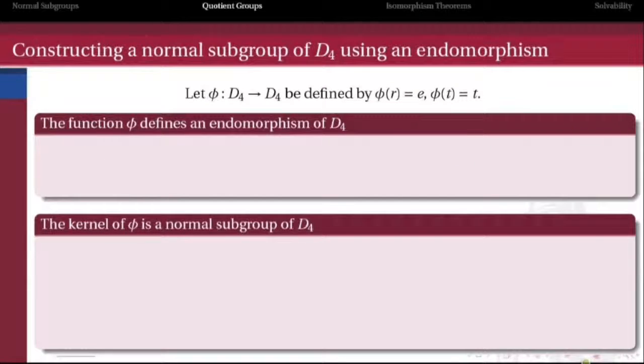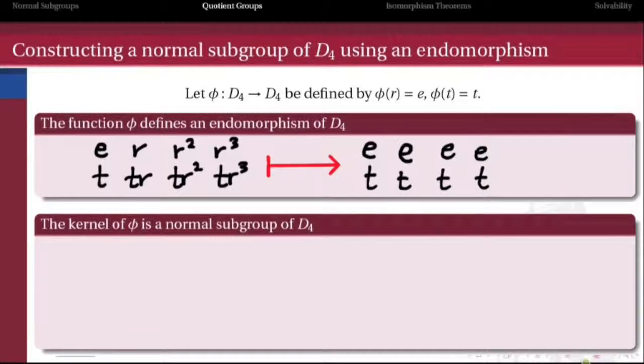Here's another example, again made more interesting by the use of a non-abelian group. Let's think of the dihedral group of a square again, and define an endomorphism, in other words, a homomorphism from D4 to itself, that sends the rotation R to the identity element, and the reflection T is just sent to itself. So this defines the following endomorphism of D4 that sends these 8 elements to those 8 elements.